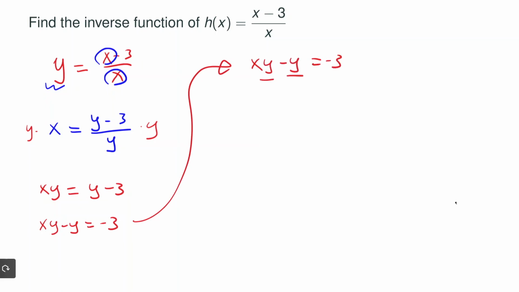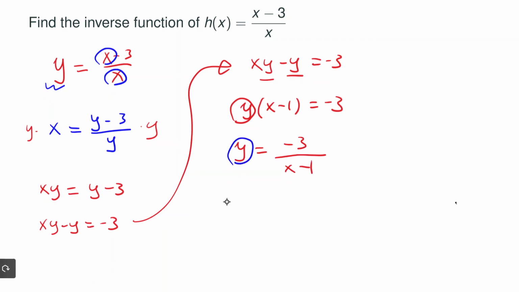Now here we can factor out y like this. Then we get y times the parenthesis x minus 1 equals negative 3. Then in order to solve for y, we have to divide by x minus 1. Then y equals negative 3 over x minus 1. So we're almost there. But instead of y, we have to write it in terms of the inverse notation. So h inverse of x equals negative 3 over x minus 1. So this right here is our final answer.